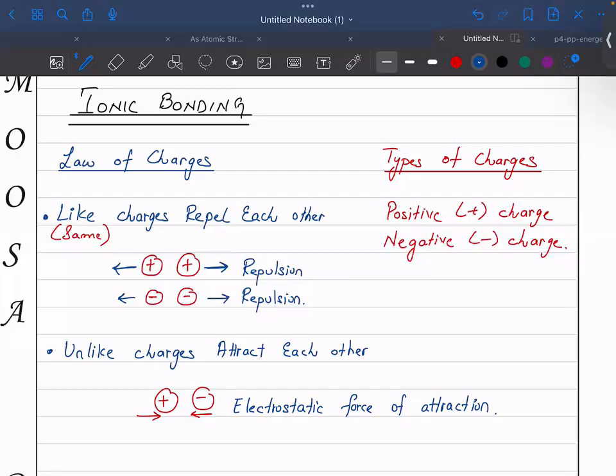Right? सही है? क्या नाम है इसका? इलेक्ट्रोस्टैटिक फोर्स ऑफ अट्रैक्शन. स्टैटिक मींस चार्जेस एट रेस्ट. इलेक्ट्रो मींस रिलेटेड टू इलेक्ट्रिसिटी. ये नाम आप फिजिक्स में भी पढ़ोगे बाद में ना, आगे इलेक्ट्रिसिटी में. But for now, you just have to remember that the force of attraction between two unlike charges is known as electrostatic force of attraction. Right?